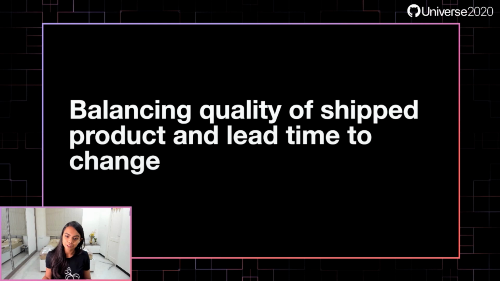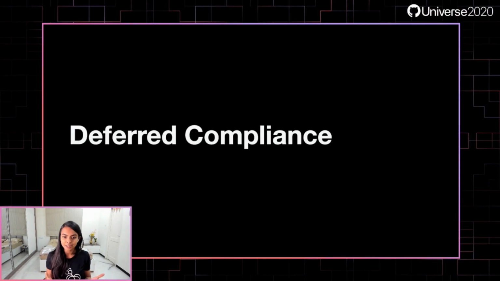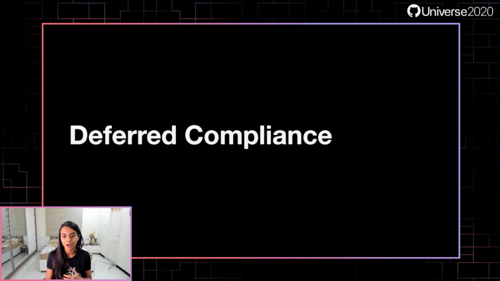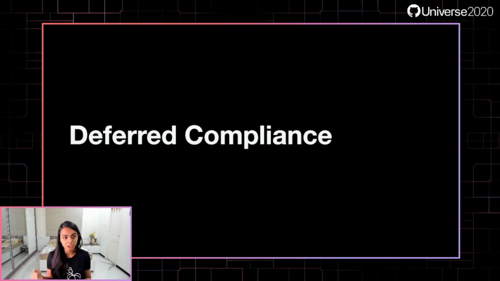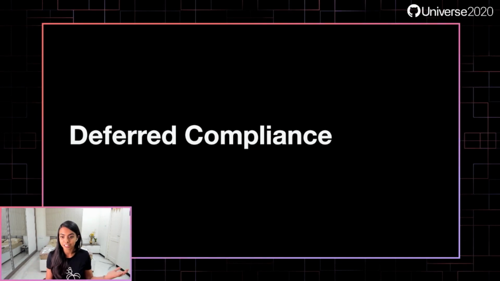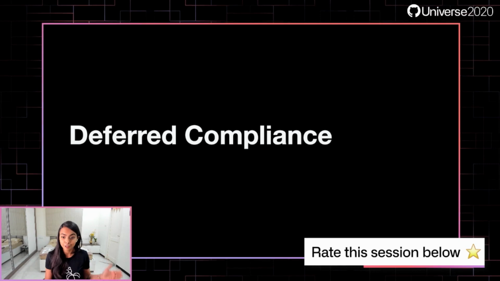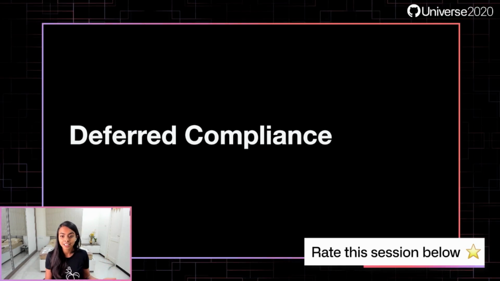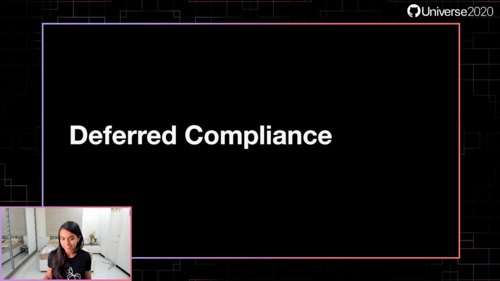So we developed a solution we call Deferred Compliance. Deferred Compliance is basically a tool that was integrated along with our CI workflow. This allowed our developers to continue to ship updates to .com, which is GitHub.com, without having to wait for the results of the long-running CI jobs that tested GitHub Enterprise Server. We essentially deferred that for a later time.